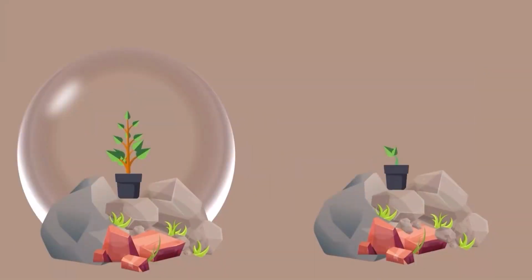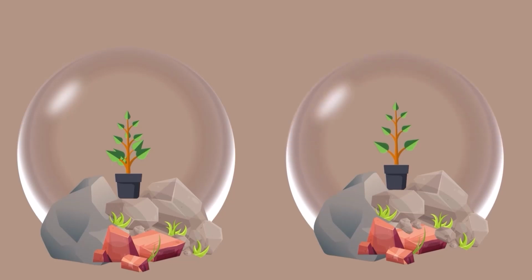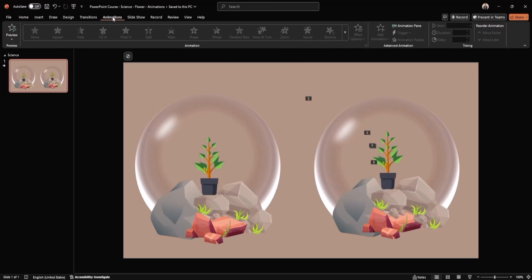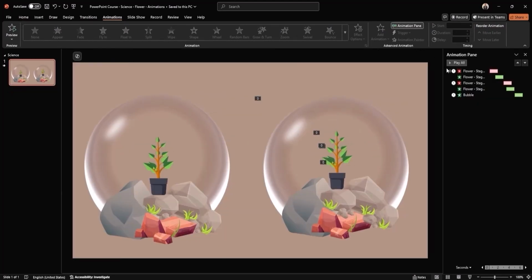It's time to bring the flower to life. We'll start by using the visual element on the right as a reference point. Head to the Animations tab, click on the Animation pane, and let's take a look at what's happening with the existing animations. It's quite simple, really.